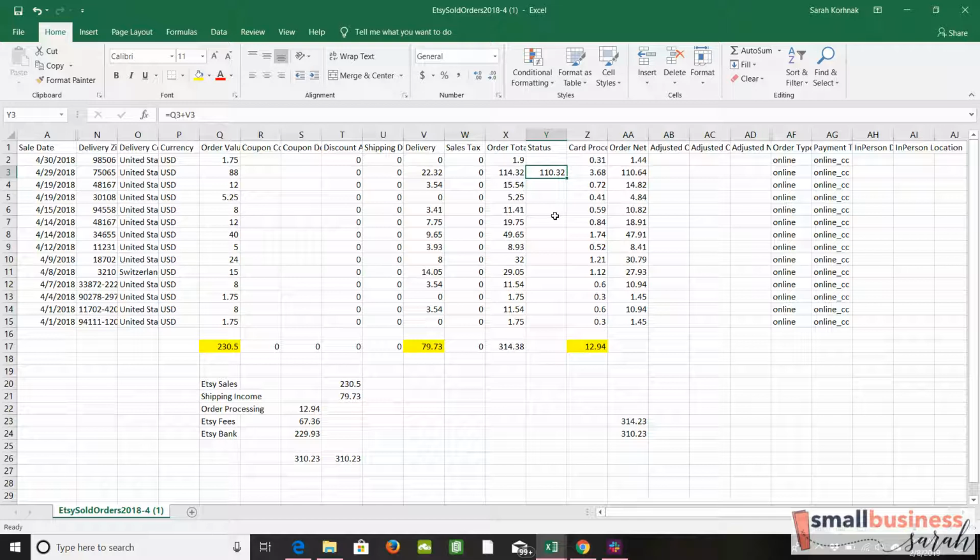So for whatever reason, because I looked up the actual order to discover what that $4 difference was, in their infinite wisdom, Etsy on this sold order CSV file, which is the most helpful for our purposes because it breaks out delivery, discounts, sales tax, and our order processing fee, this is the most helpful CSV report they provide us. It does not include in these important numbers gift wrap income.